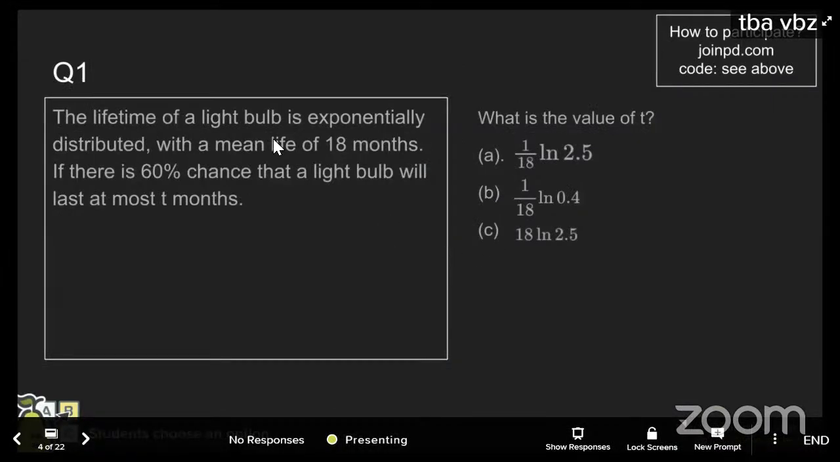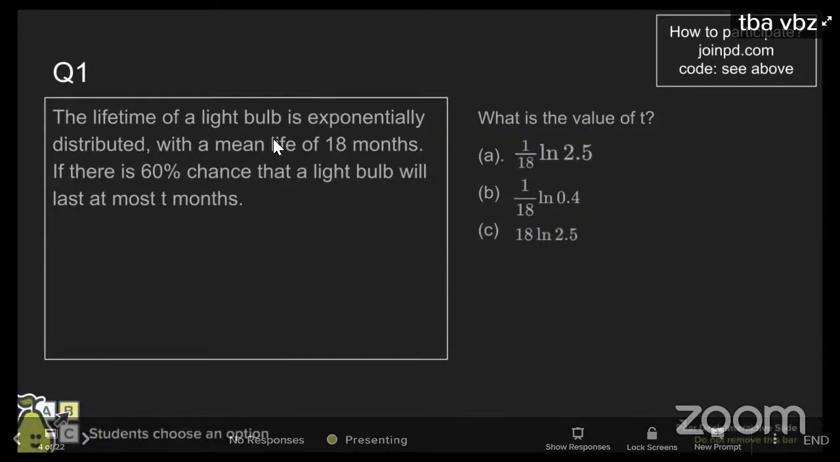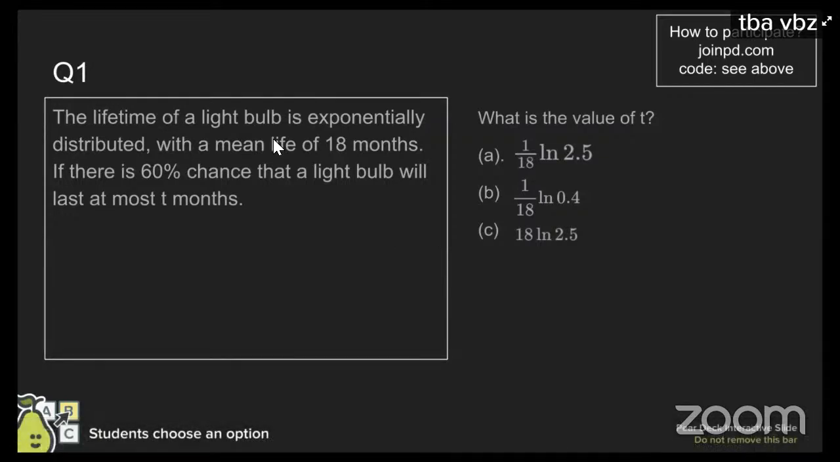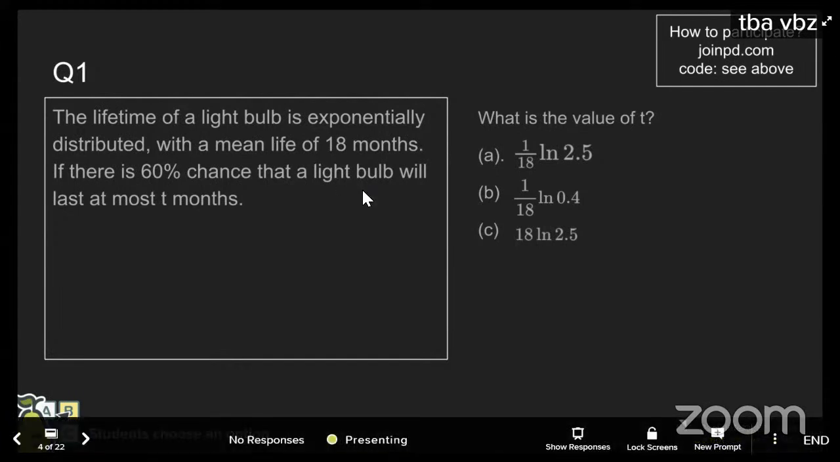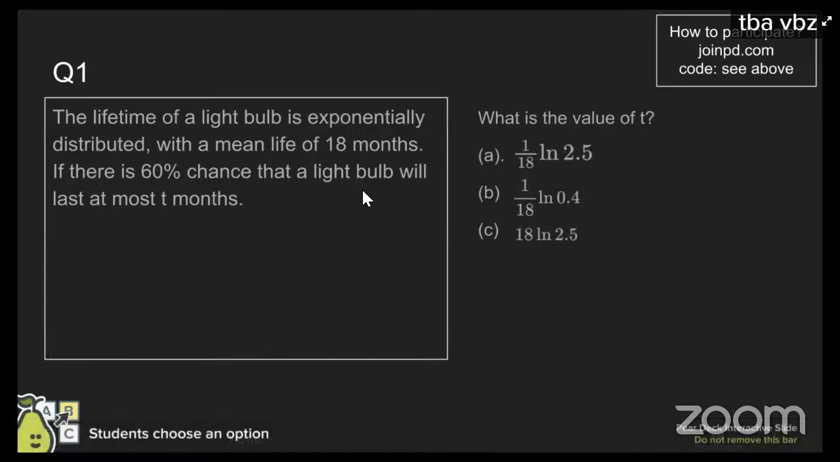Okay, so proceeding further, this is the first question for today. The lifetime of a light bulb is exponentially distributed with a mean life of 18 months. If there is a 60% chance that a light bulb will last at most t months, what is the value of t? So have you all understood what is exponential distribution and what is uniform distribution?